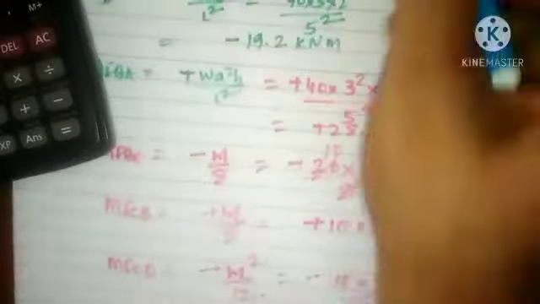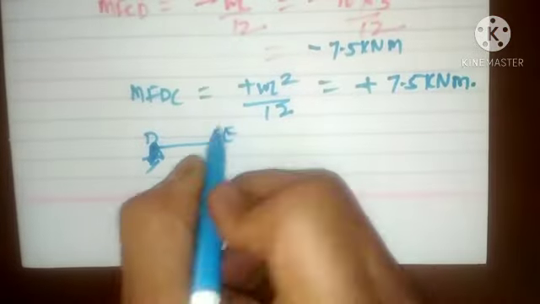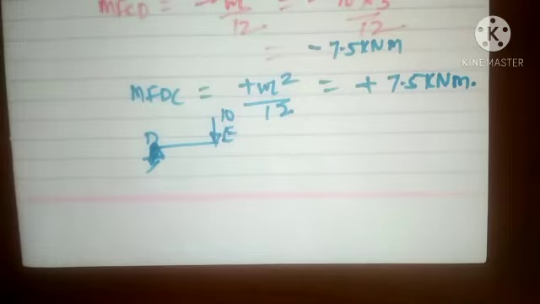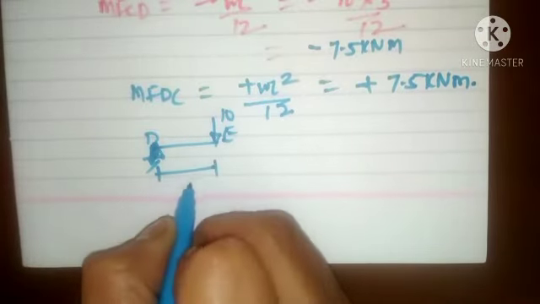Then the last span is D to E. Now D to E, when you separate D and E, you have a support at D which you assume to be fixed, and you have a point load placed at a far away location. The magnitude of the point load is 10 kilonewton. The distance of the point load from the support D is 2 meter.